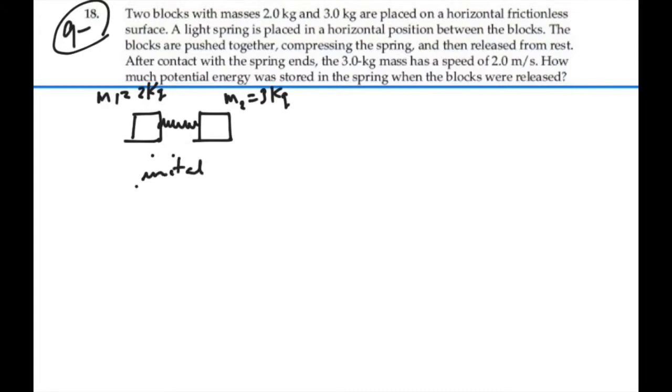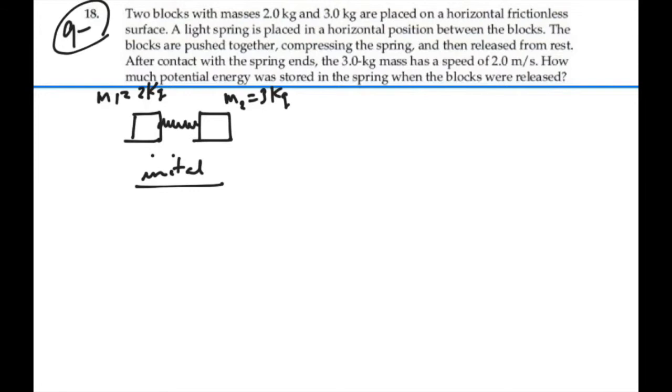Okay, so let's envision what we have here. We have these two blocks. Mass 1 is 2 kilograms, and we have a spring put between them. Mass 2 is 3 kilograms. The spring has been compressed and then released. So this is the way things look initially.